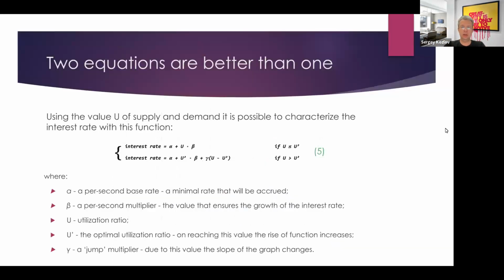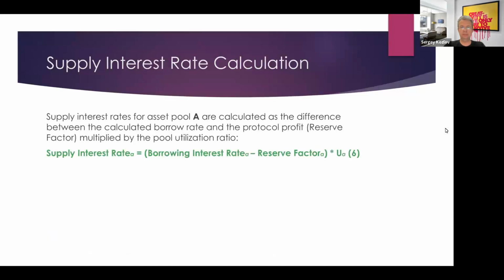So it's two equations. We have some optimal utilization ratio, and we define it ourselves, setting up the parameters of the smart contracts, and we can change it. It can be 75%, 70%, 40%, whatever. And the supply interest rate is actually calculated from the borrow interest rate. We take the borrow interest rate, then we take away our reserve factor, and multiply by the utilization ratio. That's what our depositors or suppliers or lenders get as an interest rate.